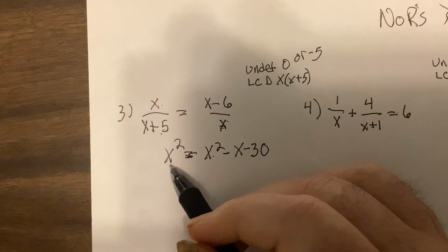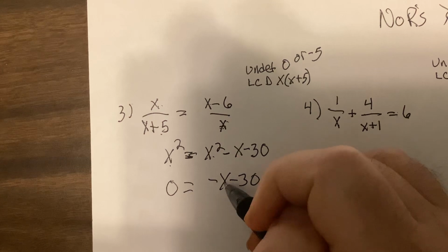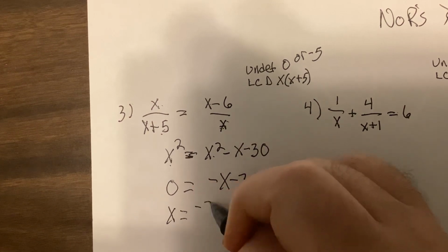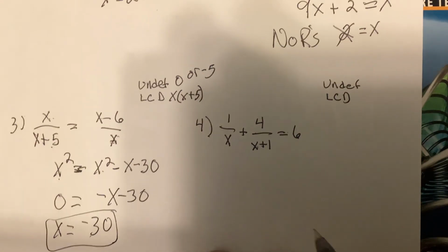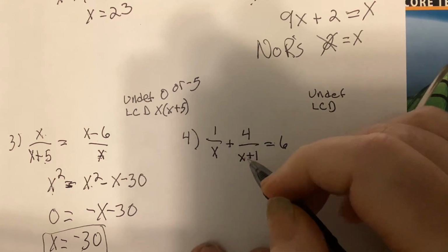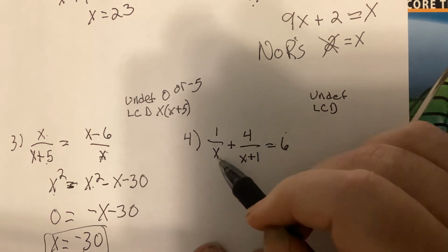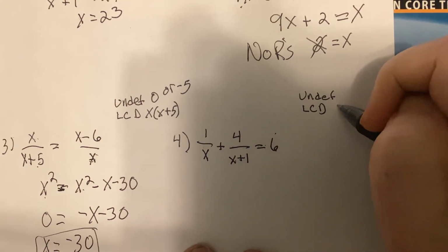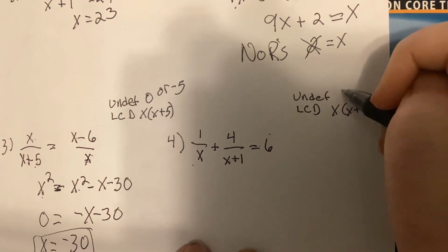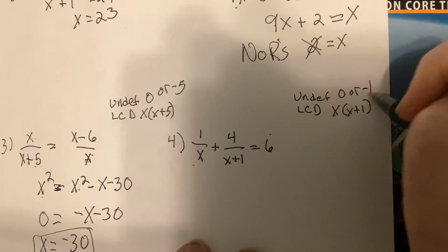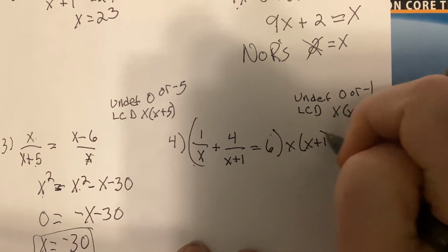So I subtract the x squares, they drop out. So I'm going to add x. So my answer is negative 30. And I can use it, it's not part of the undefined. My last problem, there are 3 fractions, so I cannot cross multiply. So my LCD would be x times x plus 1. And my undefined would be 0 or negative 1. So I'm going to multiply everything by x times x plus 1.